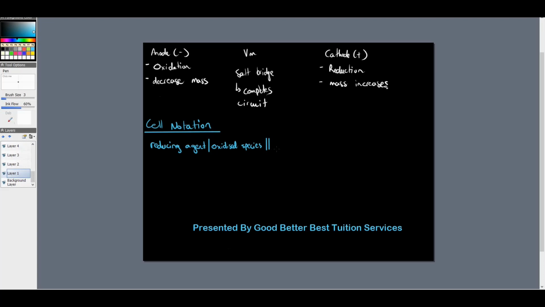We have the oxidizing agent, then one more single line, and we have the reduced species or substance. That's one way to look at it.